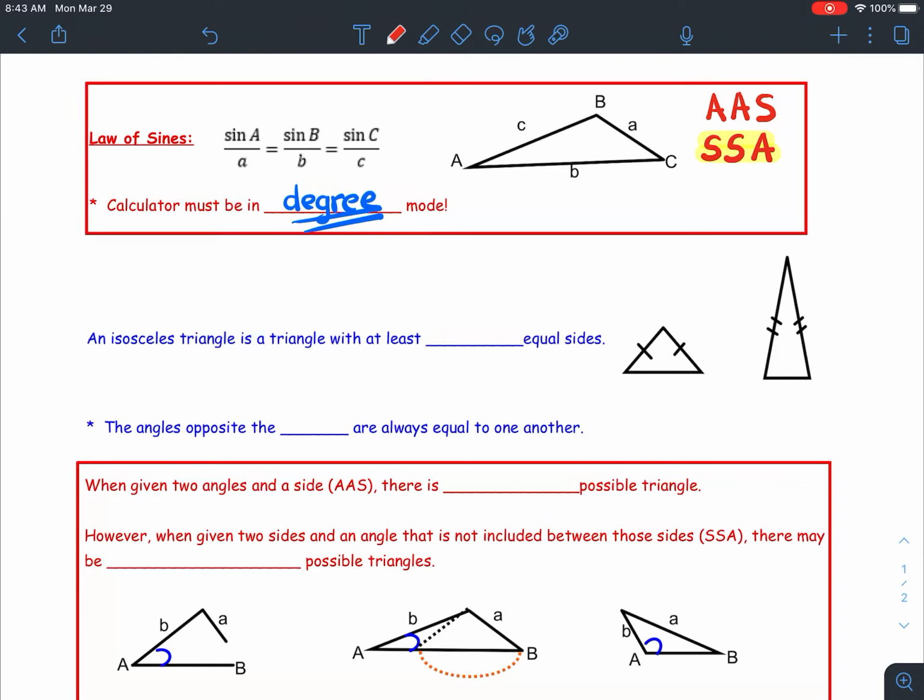Okay, now we know from geometry what an isosceles triangle is. It's a triangle with at least two equal sides. And you can see some of these are pictured over here. These little tick marks are showing you the two sides that are equal to each other. And what we want to remember about isosceles triangles is that the angles that are opposite the equal sides, those angles are always equal to each other.